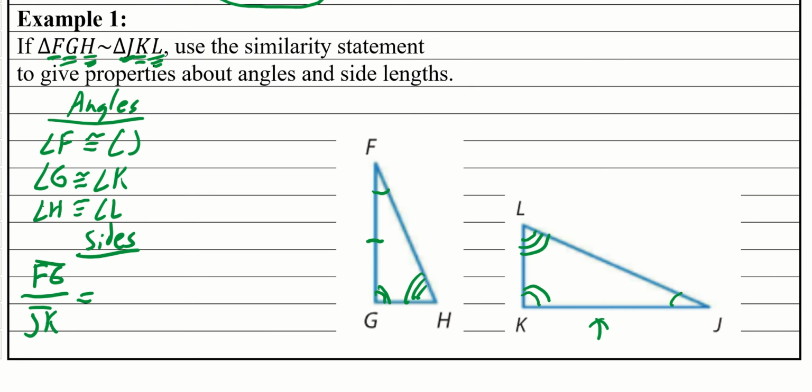So let's go with our next side here. Let's go with GH, and we know that corresponds to KL if we're looking at the order of the letters. And so this would be an example of a proportion. Whatever these lengths are, it doesn't really matter. They're not going to all be the same. But whatever I would get when I took FG over JK, that would be the same thing as GH over KL. Okay, and then this also works for the last pair of sides as well. Last pair of sides, FH. This would be the same thing as FH over JL here.